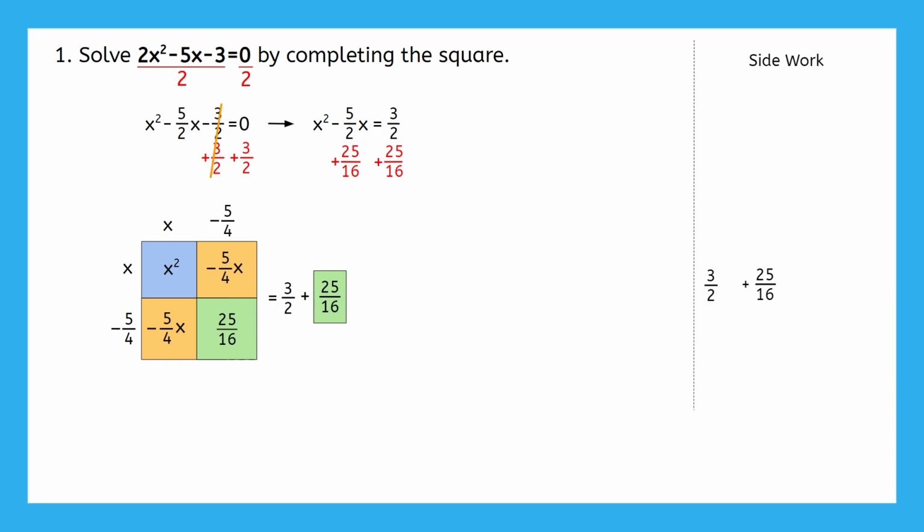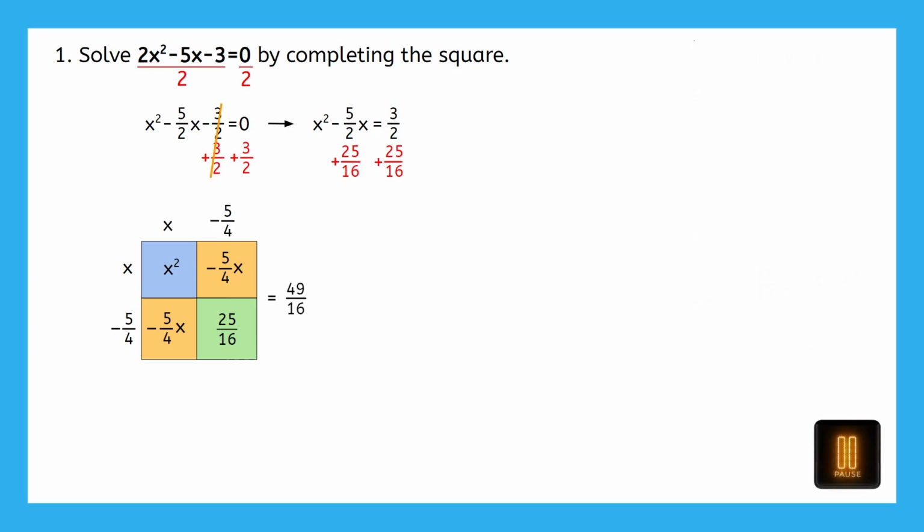We would need common denominators in order to add these fractions. I could fix that by multiplying 3 over 2 by 8 over 8, which is just another way of saying 1. That way they both have a denominator of 16. We'd get 24 over 16 plus 25 over 16, which is 49 over 16. Now that we have our square complete, pause the video and try to take it from here.